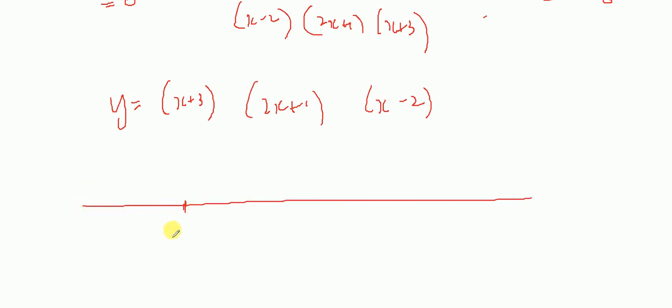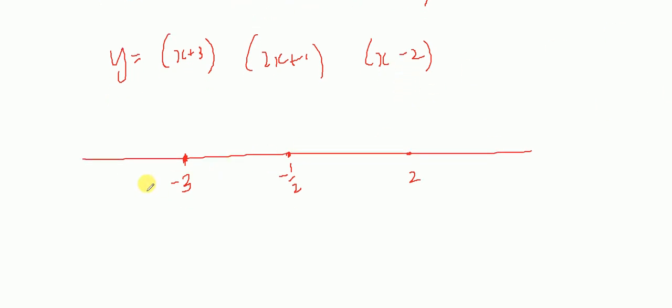So on my sign diagram, I know that when x equals negative 3, that's 0. I know when x equals negative a half, that's 0. And I know when x equals 2, that's 0. So I need to check and see whether the signs are positive or negative in between these.